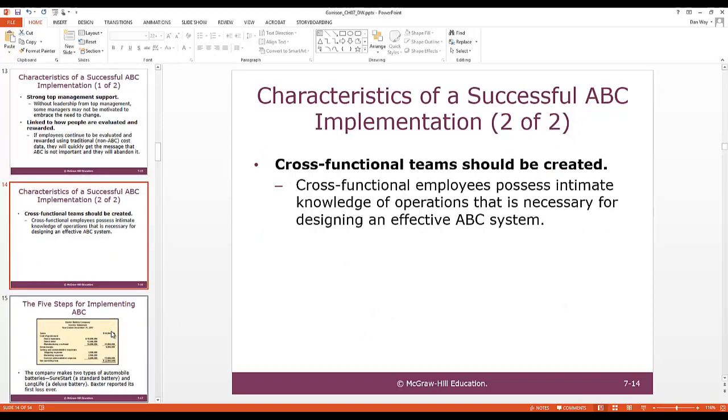And then really we should be creating some cross-functional teams. So cross-functional employees that are touching different parts of the production or service process, do have intimate and specialized knowledge of operations, and that knowledge is going to be useful in determining what our cost pools are, what activities are really driving the costs in our production process, and how those things interrelate. Right? Nobody knows their job better than our own employees, and so they're going to be the source of kind of the best estimates related to those costing concepts.